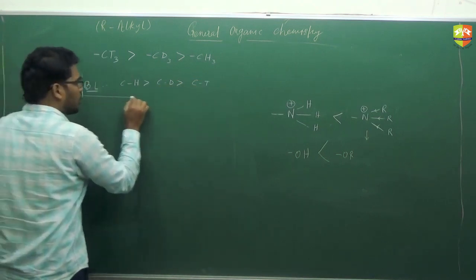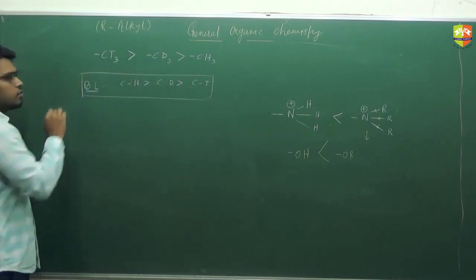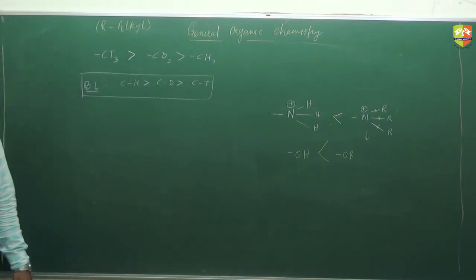Okay. So which bond is the strongest here, CH or CT? Bond length maximum is CH ka, so bond strength minimum of CH ka. So bond strength of CT is maximum. Okay. In this write down, as bond length increases, tendency to lose electron decreases. Write down.